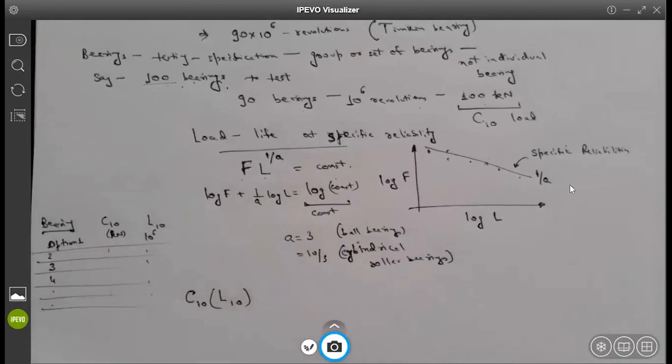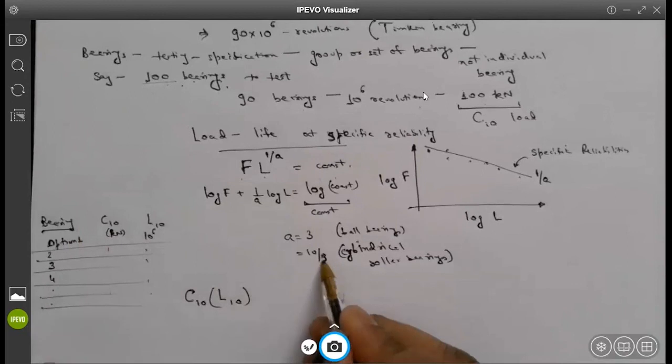Let me see if somebody is asking any question. Is that 10/3? Yes, it's 10/3, for cylindrical roller bearings.